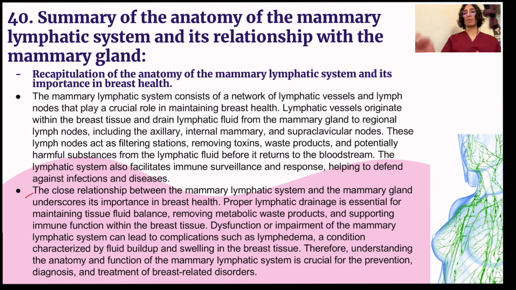The close relationship between the mammary lymphatic system and the mammary gland underscores its importance in breast health. Proper lymphatic drainage is essential for maintaining tissue fluid balance, removing metabolic waste products, and supporting immune function within the breast tissue. Dysfunction or impairment of the mammary lymphatic system can lead to complications such as lymphedema, a condition characterized by fluid buildup and swelling in breast tissue. Therefore, understanding the anatomy and function of the mammary lymphatic system is crucial for prevention, diagnosis, and treatment.